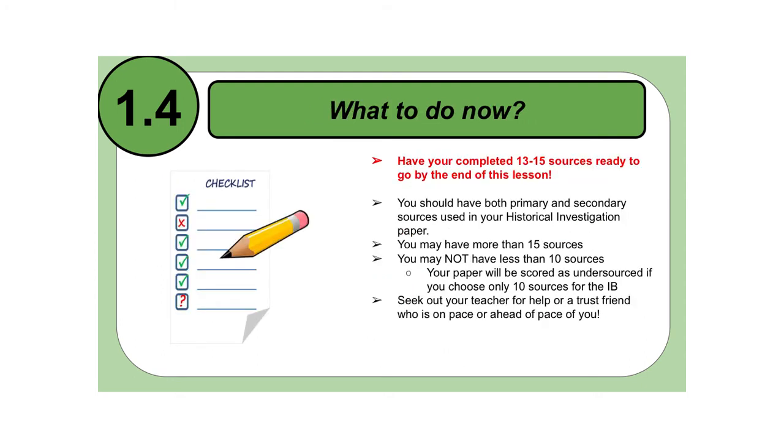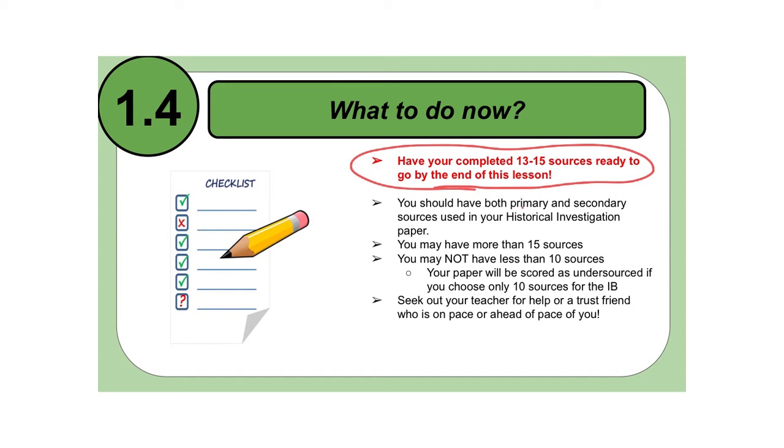So what should you be doing now? You should have completed your 13 to 15 sources by the end of this particular lesson or by the end of this particular week. What this means is that if you have finished your 13 to 15 sources, you can spend this weekend not doing anything on the historical investigation, and then next week when we come back you will be able to begin the next part of the historical investigation. So use your time wisely in class to get your last few sources up. 10 is the bare minimum; roughly 13 to 15 is better. Once you get that done by the end of this class, or at least by the end of the academic week, you will have nothing to do this weekend.